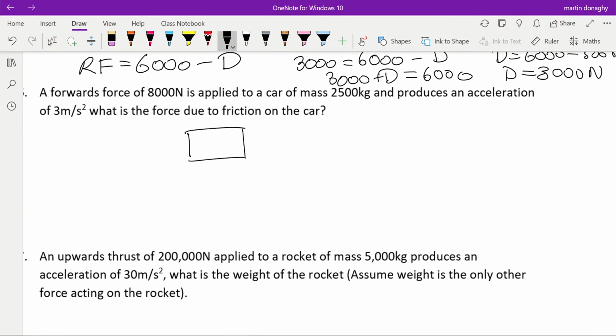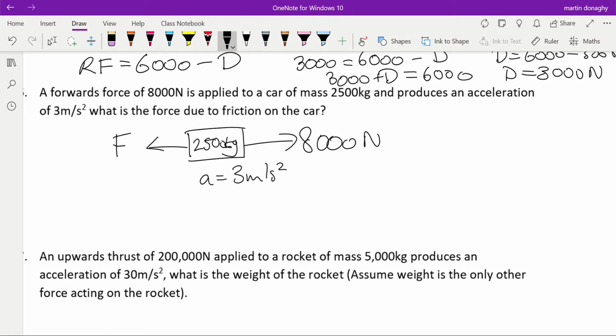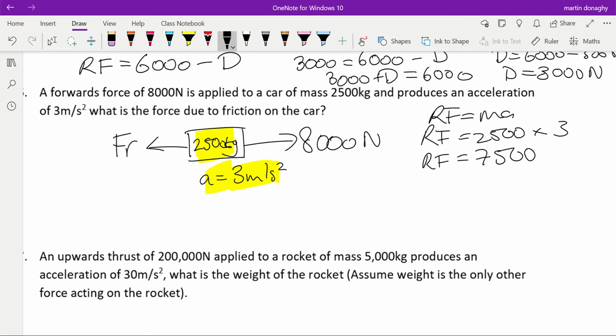Next one, similar question. Forwards force of 8,000 newtons is applied to a car of mass 2,500 kilograms, produces an acceleration of 3 meters per second squared. What is friction? Let's call it FR for friction. Okay. Once again, I notice I have a mass and an acceleration. Therefore, I can use Newton's second law to work out the resultant force. 2,500 times 3, so the resultant force needs to be 7,500 newtons forwards.